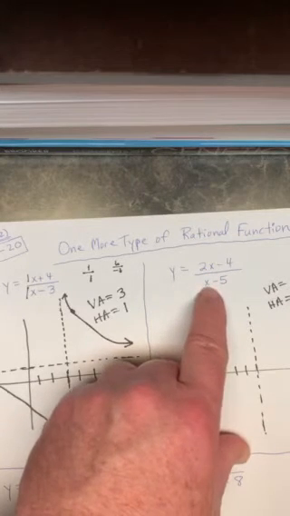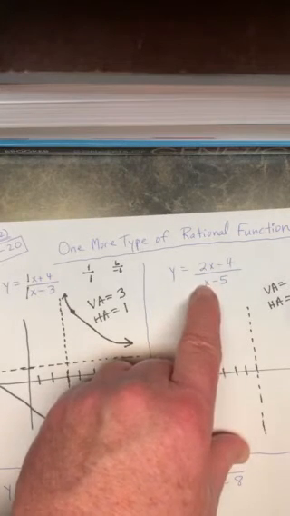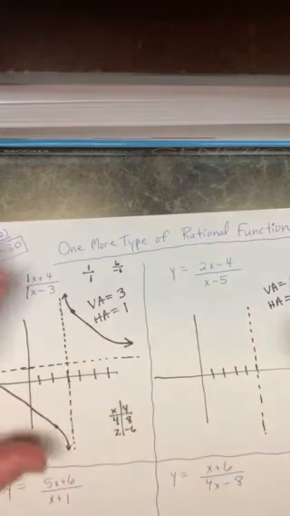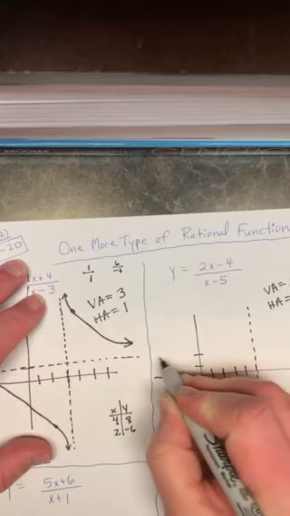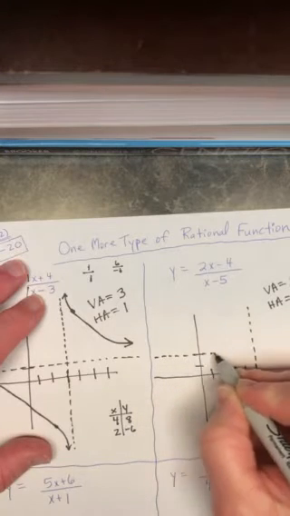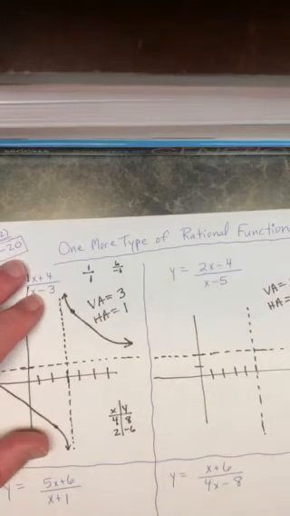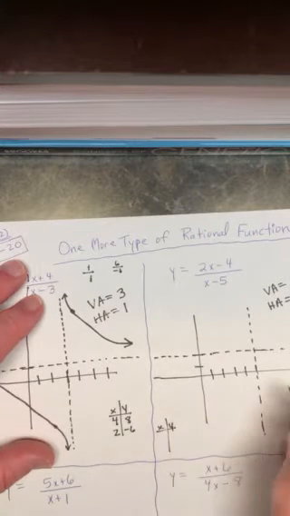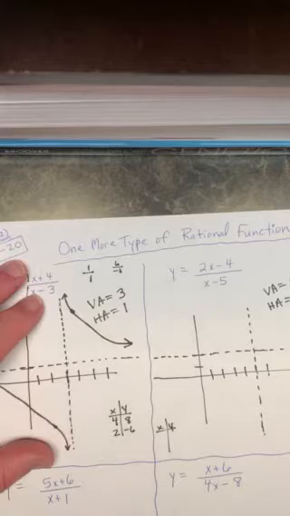And what number is in front of the x on the bottom? 1. And 2 over 1 gives you 2. So my horizontal asymptote goes right through 2. So here we go. Somebody pick a number to the right of that vertical asymptote.